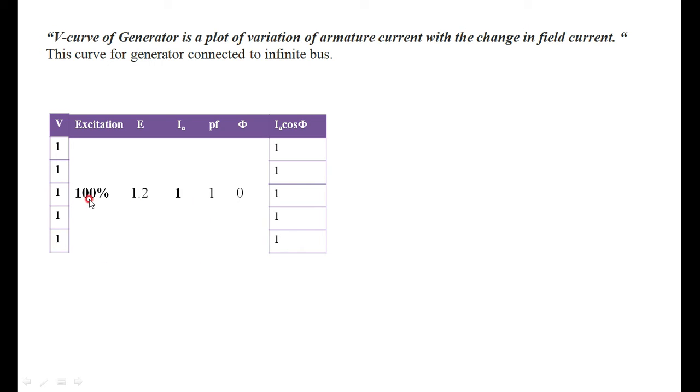Now, next what I am doing here is decreasing the excitation from 100% to 90%. That is under excitation. For 100% it is 1.2. For 90%, what is the generated voltage? That I have to calculate. That is 90 by 100 into 1.2. It yields 1.08. That is, for 100% excitation it is 1.2, and for 90% it is 1.08.